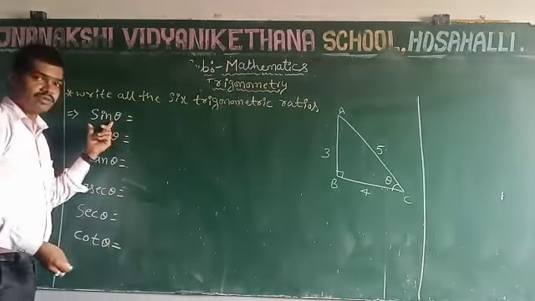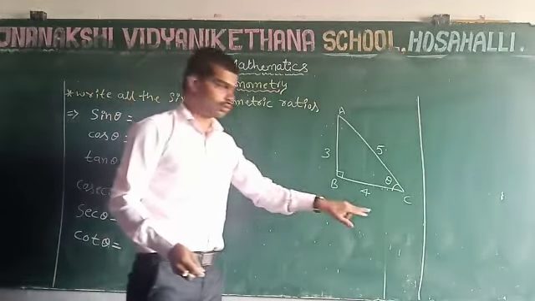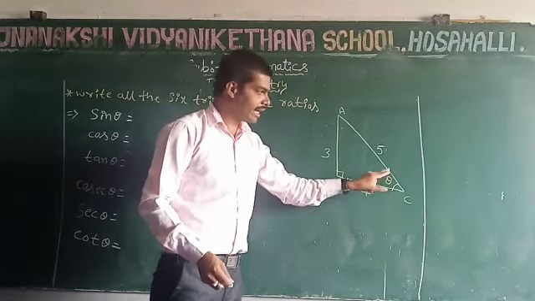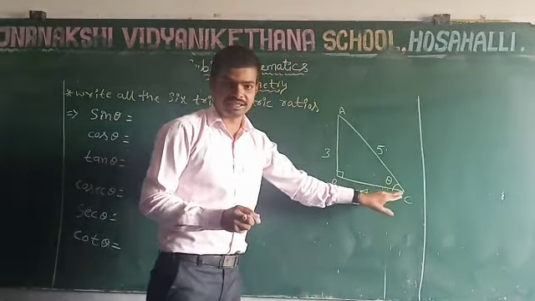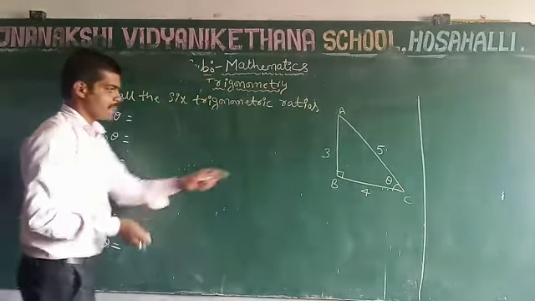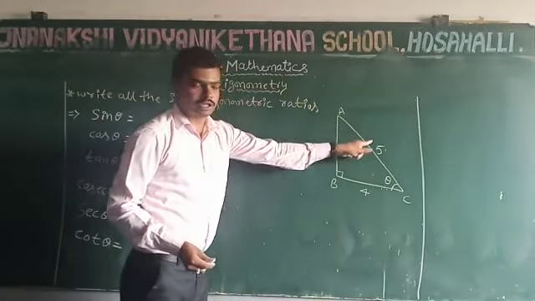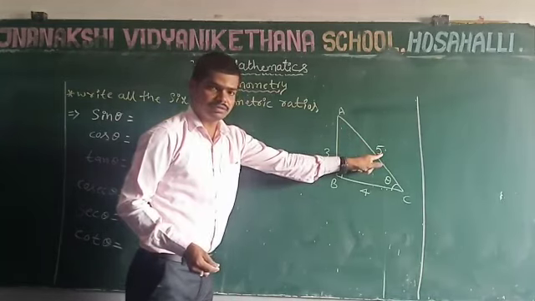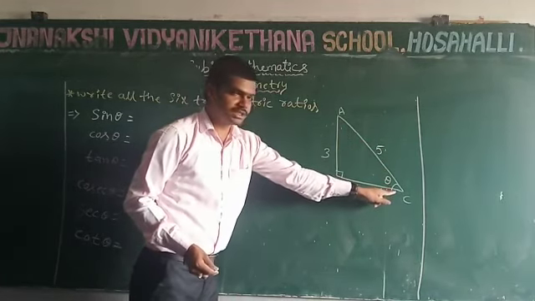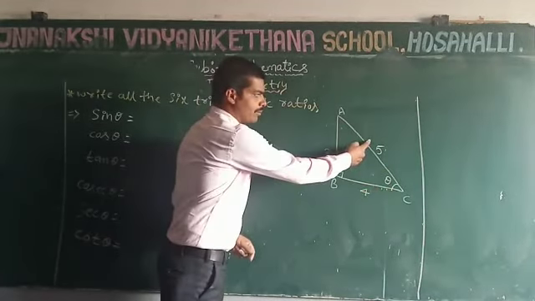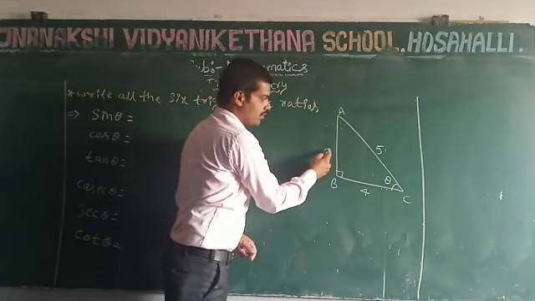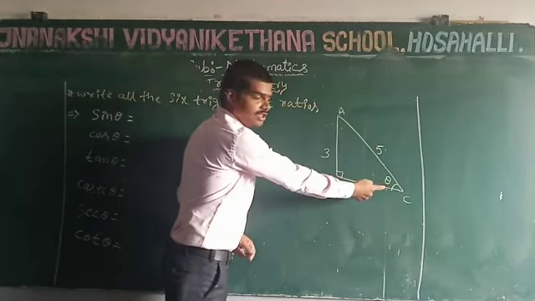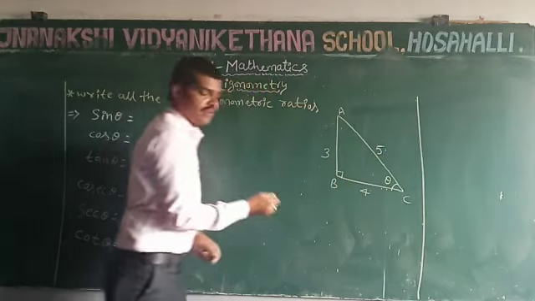Sin theta, we call it sin C also. Sin theta means angle theta is C, therefore we call it sin C. Sin theta is equal to opposite divided by hypotenuse. Opposite 3, hypotenuse 5. Therefore, sin C or sin theta is equal to 3 divided by 5.